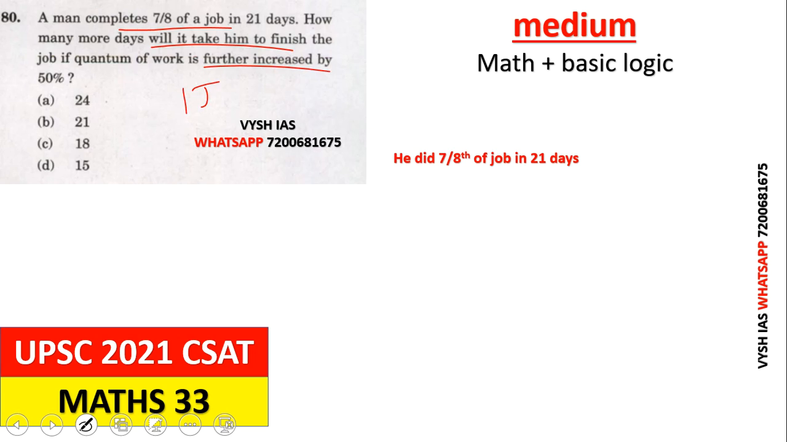Meaning instead of 1 job, he is given now 1.5 job. So how many extra days does he need? He already worked 21 days. For that, you have to find out the full job time. He did 7/8 of the job in 21 days. So 7/8 into J is equal to 21.